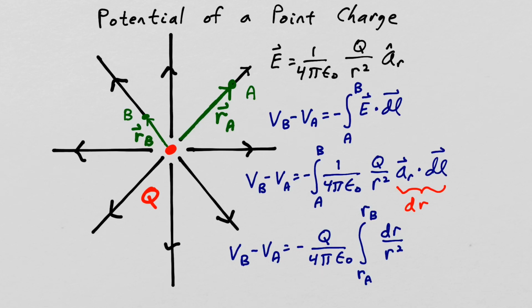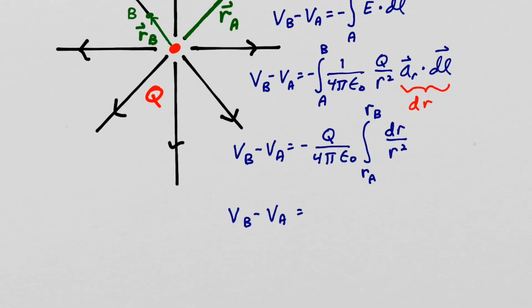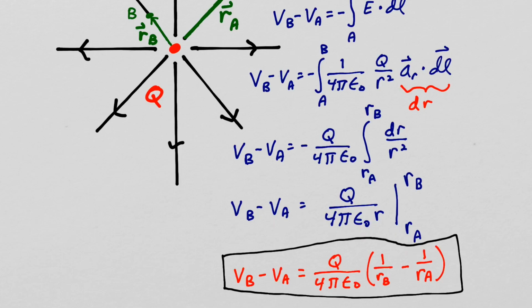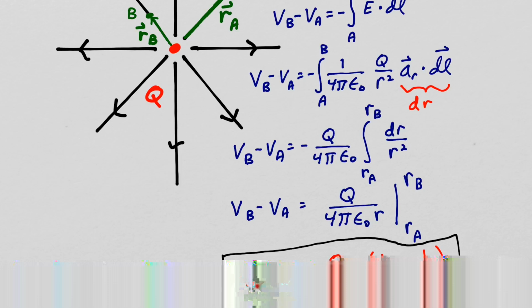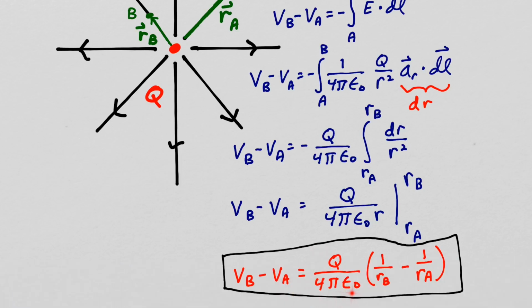At location A, r has the value r sub A, and at location B, r has the value r sub B. So our limits of integration become r sub A and r sub B. The integral of dr over r squared is minus 1 over r, so this becomes Q over 4 pi epsilon sub 0 r evaluated at r sub B and r sub A. So for a point charge at the origin, the potential difference between 2 points is Q over 4 pi epsilon sub 0 times 1 over r sub B minus 1 over r sub A.